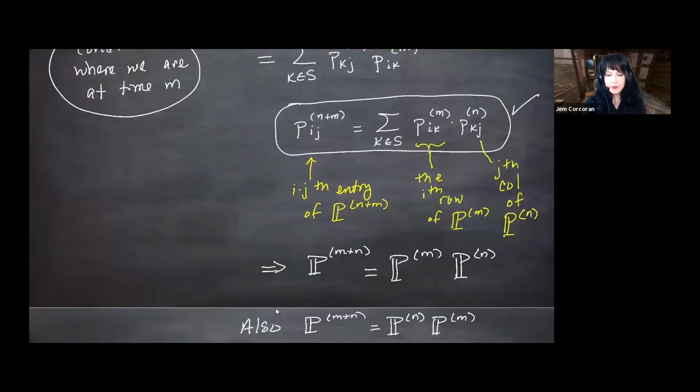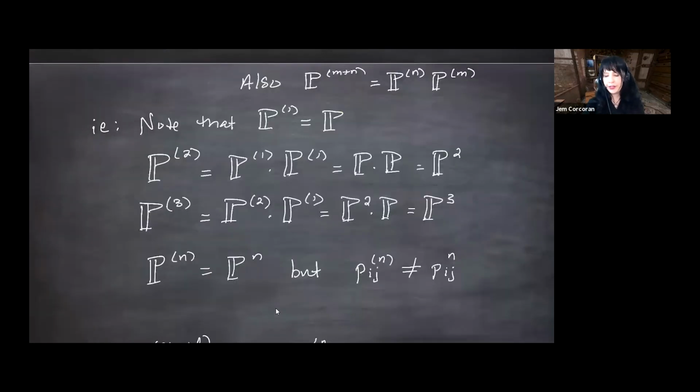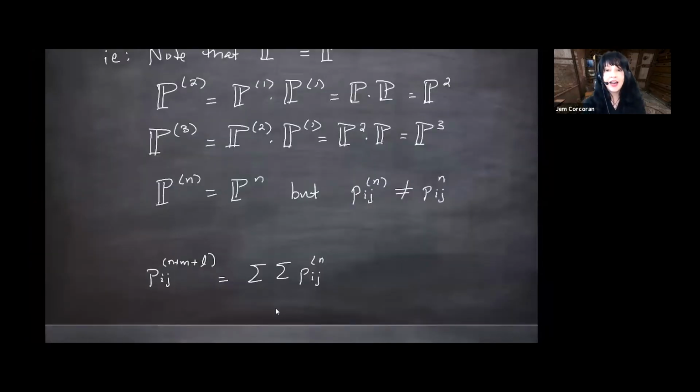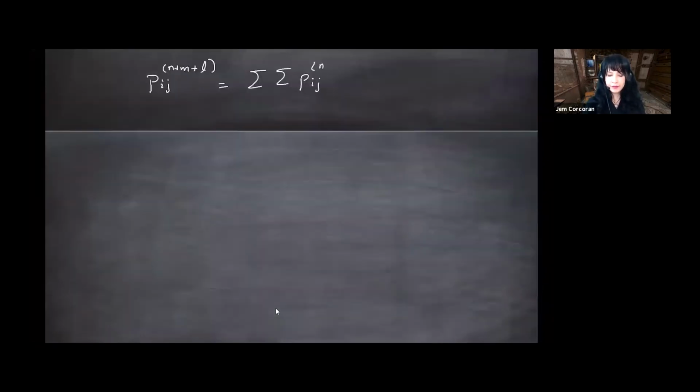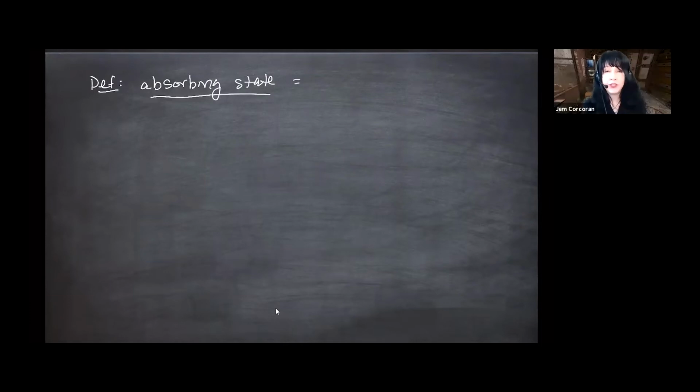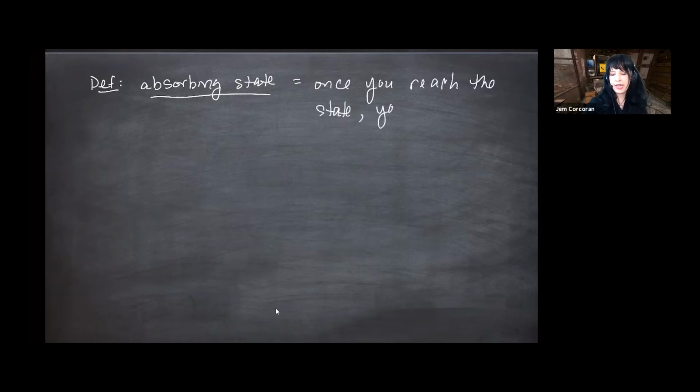All right, next up is going to just seem out of nowhere, but it's going to be a really useful kind of tool for us, and that is the idea of an absorbing state of a Markov chain. All right, so here's a definition. I'm just going to write absorbing state. And this is a state that once you hit it, you can't leave. You get absorbed. So once you reach or hit this state, you can't leave.